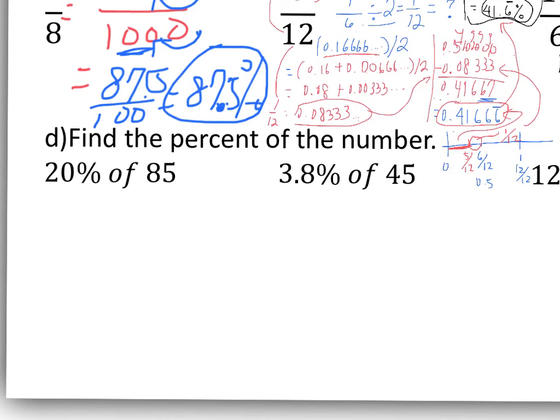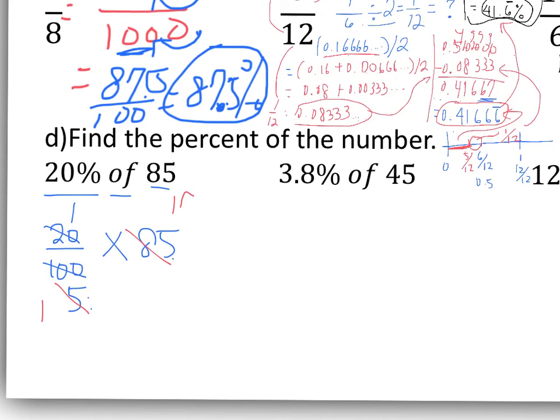Part D, find the percent of the number. Okay, so to rewrite this as an expression, 20% of 85, I can rewrite 20% as a fraction, and of we just multiply, 85, recopy. I can simplify 20 over 100 to 1/5, okay? And then I can simplify 5 with 85. Right? 85 divided by 5 is 17. So 17 is your answer.